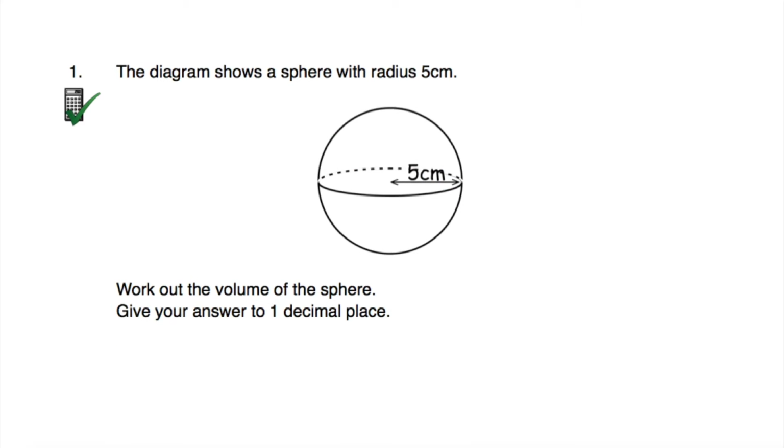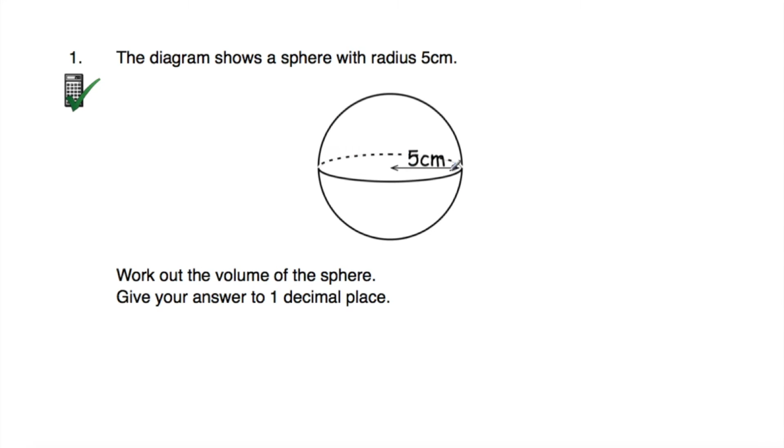Okay, question number one. We've got the sphere and it's got a radius of 5 centimeters, and we've been asked to work out the volume of the sphere, and to give our answer to one decimal place. Now this is a calculator question, so that's quite nice. The volume of the sphere is found by 4/3 pi r cubed. The radius is 5, so the volume will be equal to 4/3 multiplied by pi multiplied by 5 cubed, just replacing r, the radius, with 5.